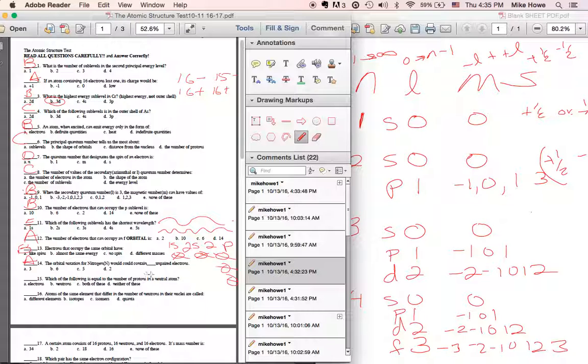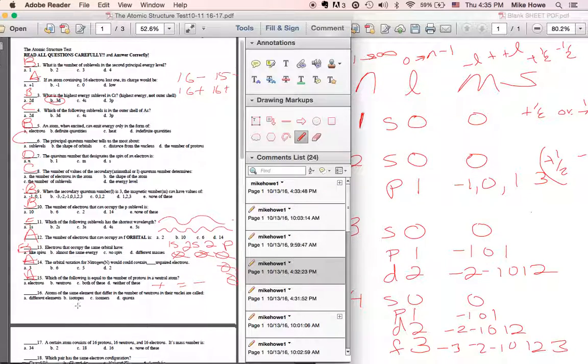Which of the following is equal to the number of protons in a neutral atom? Well, if it's neutral, the positives and the negatives have to be the same. So what is the negative particle? The electrons. So the electrons and protons have to be the same in a neutral atom.